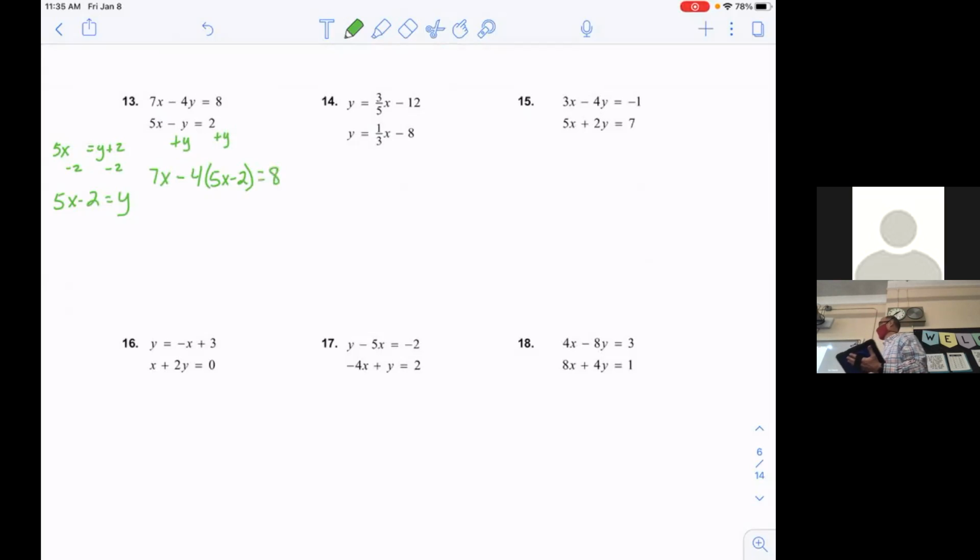equals 8. So again, that process is, we're going to take one of my equations and solve it for one of the variables. So we took this equation here and solved it for y. So now we know what y is. Y is 5x minus 2. We're going to take that 5x minus 2 and put it in for y up here. Again, we go through that same exact process. We're going to distribute. So we get a negative 20x. We get a positive 8. And that's going to equal 8.